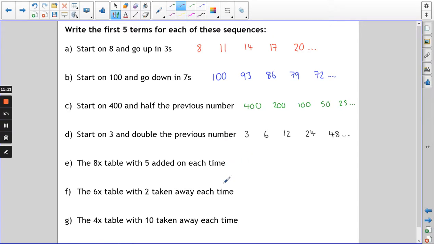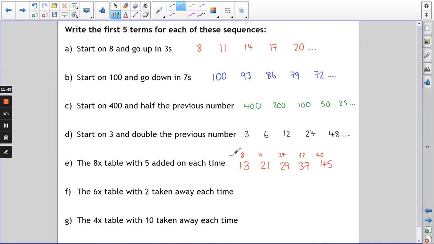Okay, E, the 8 times table with 5 added on each time. So first of all I'm going to do just a tiny amount, is write down the 8 times table. So 8, 16, 24, 32, 40. And now I'll add 5 onto each of those. So instead of 8 we'll get 13. Instead of 16, 21. Instead of 24 it'll be 29. Instead of 32, it'll be 37, and instead of 40, it'll be 45.